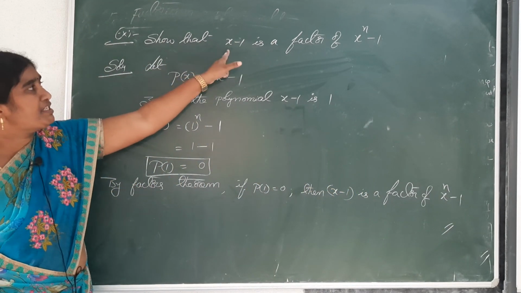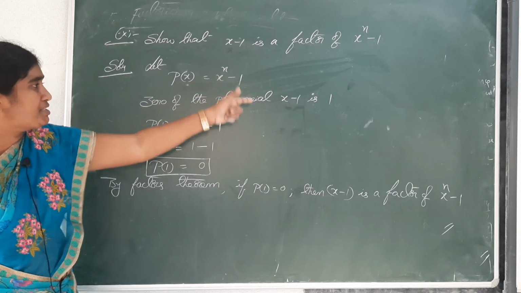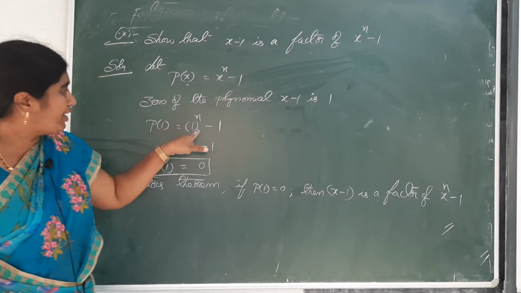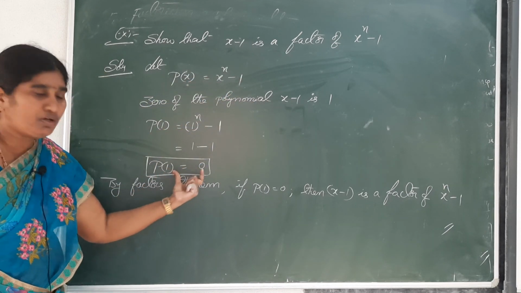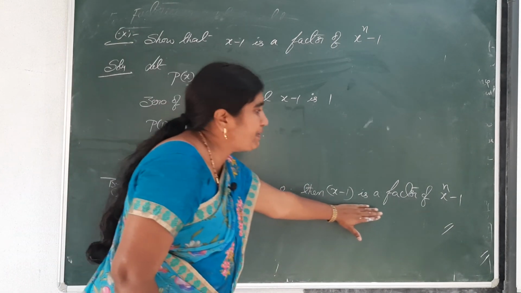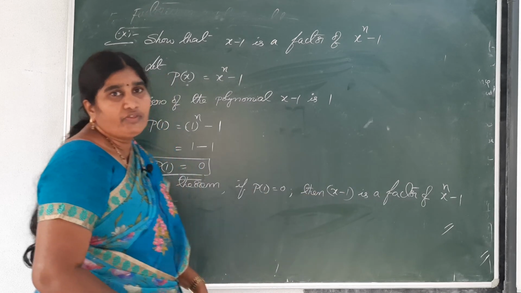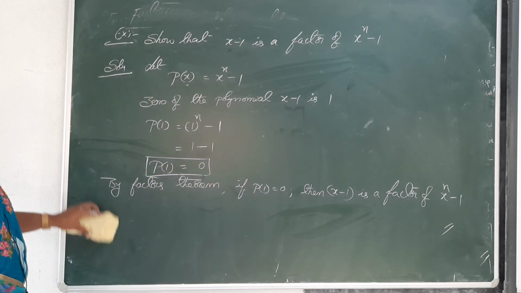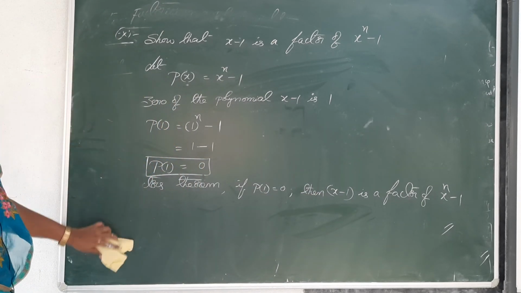Zero of the polynomial x minus 1 is 1, replace x by 1, P of 1 equal to 0. By factors theorem, if P of 1 equal to 0, then x minus 1 is a factor of x power n minus 1. Next, let us see another model.